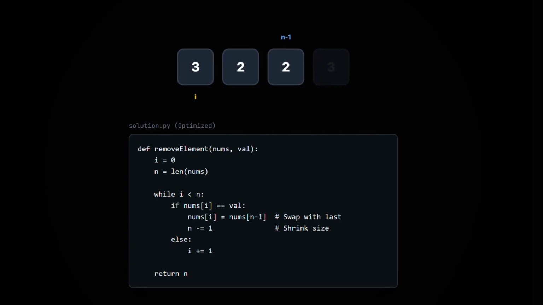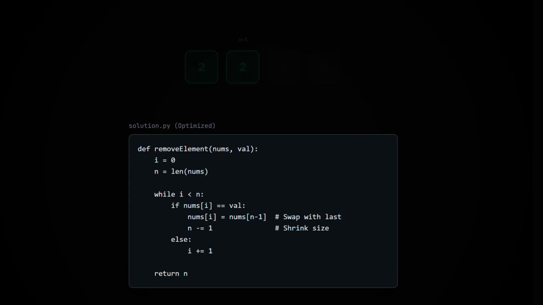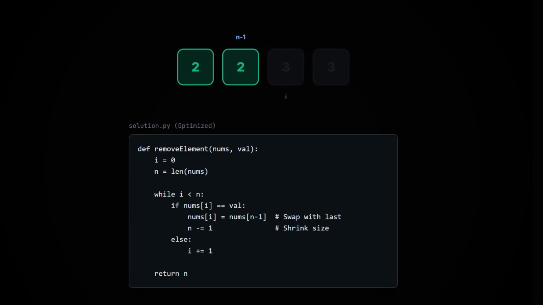Check index 0 again. It's now 3, from the end. Still a target. Swap with the new last element at index 2. Shrink n again. Index 0 is now 2. Not the target. Increment i. Index 1 is 2. Not the target. Increment i. Loop ends. Result: 2, 2, length 2. This avoids shifting entirely. Much faster for many removals.